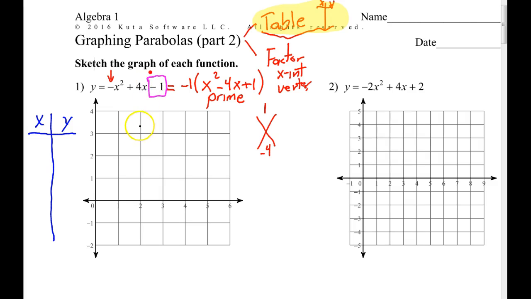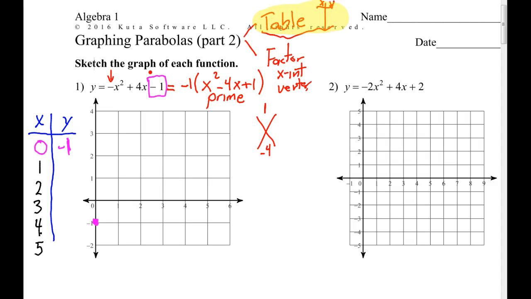So we know the y-intercept is -1. That's right here. So we do know something. That's a good place to start. What's this coordinate right here? Is the -1 the x or the y? Yeah, y-intercept. What's the x? 0. So because I have this y-intercept, I can probably start at 0 and go 1, 2, 3, 4.